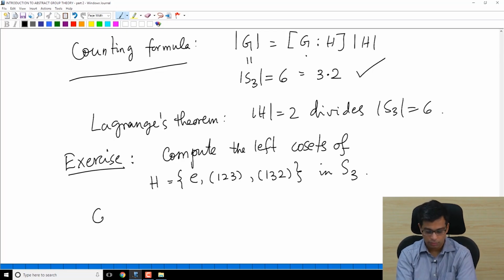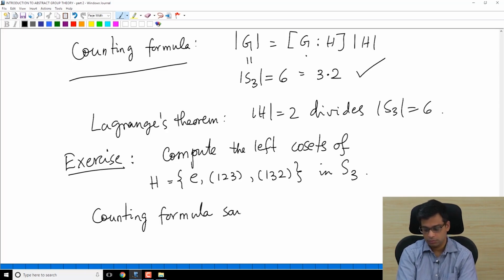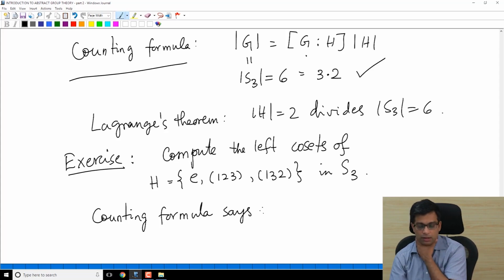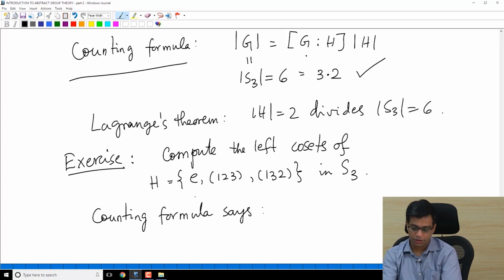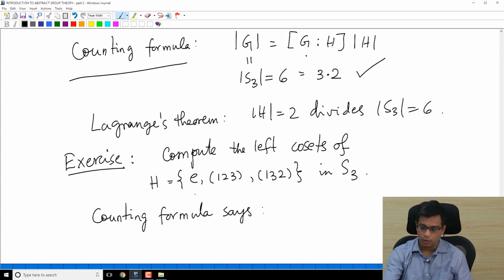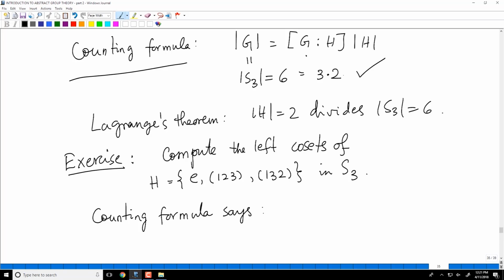Counting formula tells you how many you expect. Counting formula says how many cosets should be there. What is order of H? There are 3 elements in H, so order of H is 3. Order of S3 is 6. The counting formula says 6 equals index of H in G times cardinality of H. In this case, the order of H is 3, so the number of cosets should be 2. So verify this by explicitly computing the left cosets.